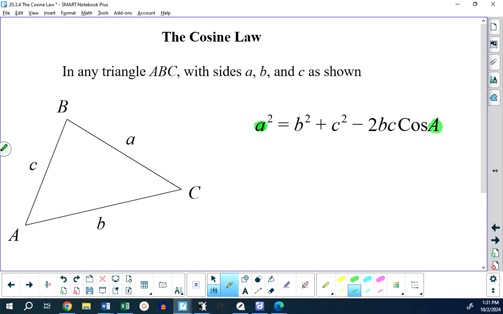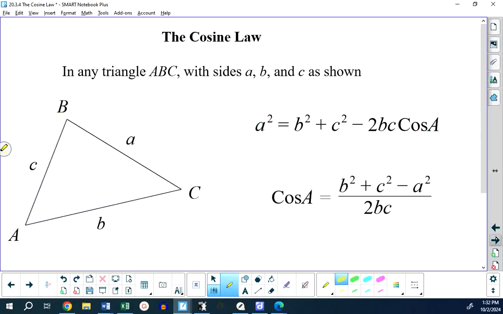Like when you look at b and c, it doesn't really matter which is which, and you'll see why in a little bit. They are the two sides that you do know. You're going to have numbers there. And when you look at angle A, it is the angle between those sides. So whenever you have two sides and the angle between them, you use the cosine law to find the other side.